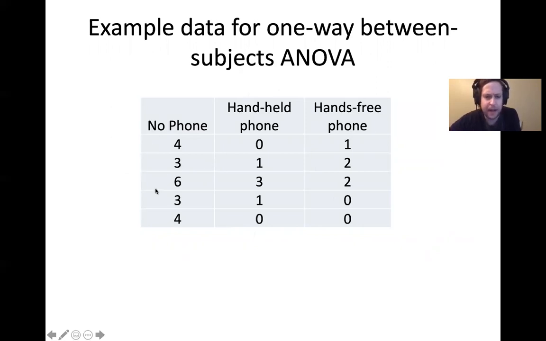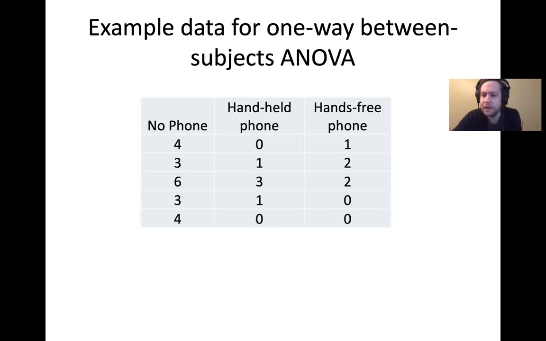And then you can imagine that these scores down here are like how well you do on some obstacle course for driving. So we're measuring the dependent variable as your score on some type of driving test. The independent variable, that is the factor, is the type of distraction. And there are three levels here. There are three conditions in the study. And so we can't just do a t-test here anymore, because t-tests only work up to two conditions. You can compare means for two conditions in a t-test, and that's it. Now we have three conditions, and we need to use ANOVA.